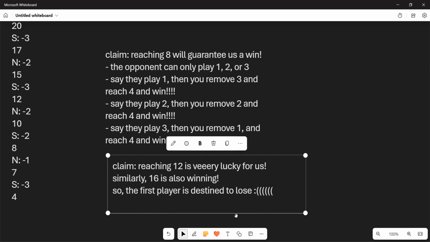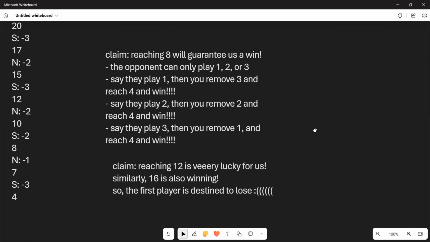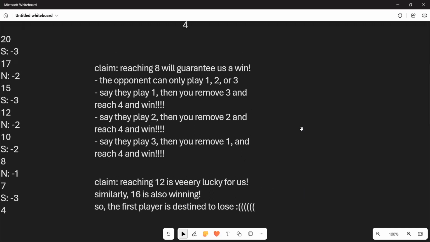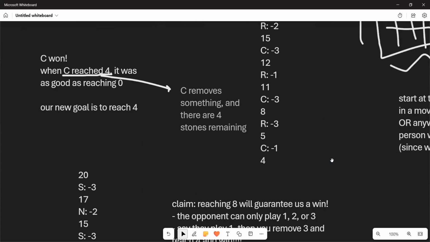I'm very happy. The first player, no matter what he does, is destined to lose. No matter how smart the first player is, if the second player knows the strategy, the first player loses. So if you ever come across this game, always be the second player if you're starting with 20. Now there are multiple variations that we can try of this game.